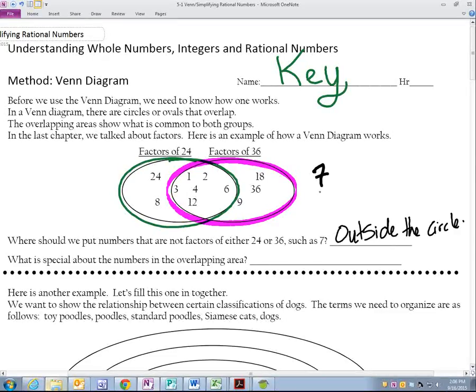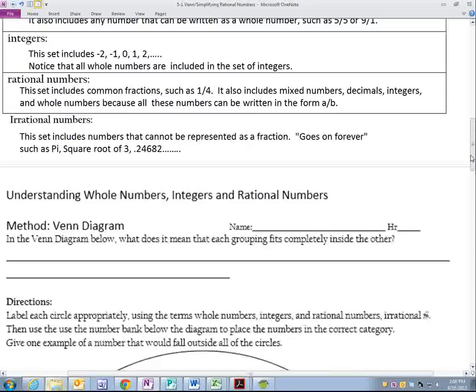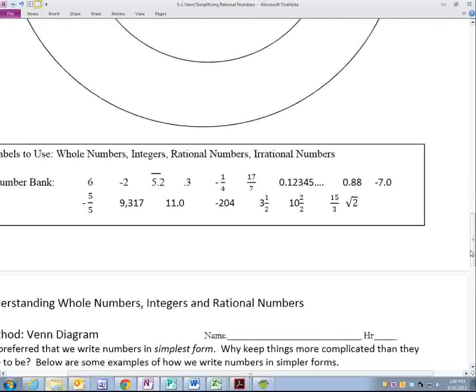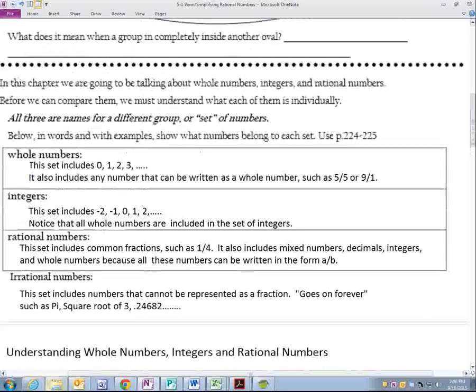If you had a word bank or a letter bank, such as down here, and you had to put all the numbers somewhere. Okay? That's what I meant by that.